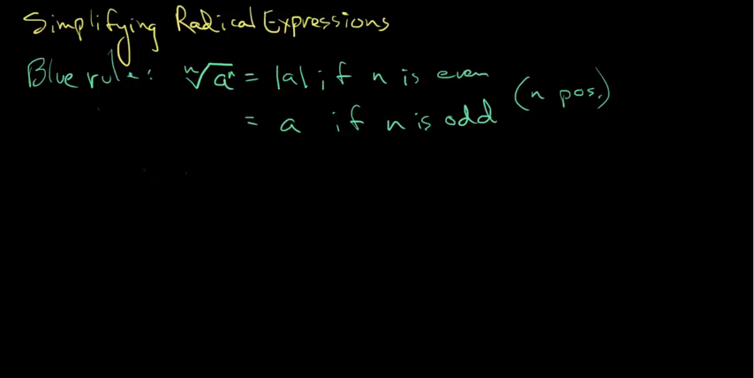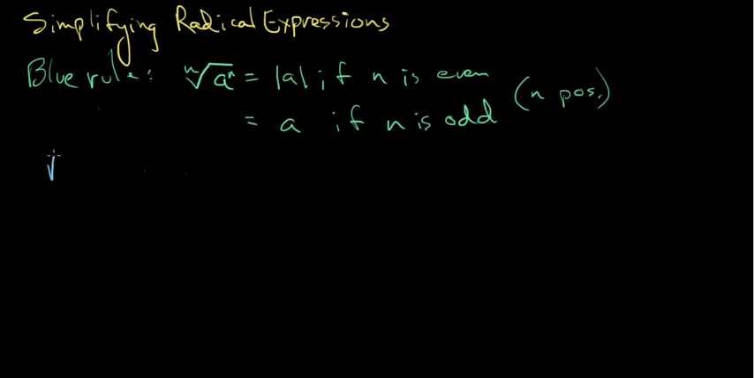Okay, we're going to add, subtract, multiply, divide, and simplify radical expressions. We're starting off with a blue rule in green here. The nth root of a to the n power equals the absolute value of a if n is even, and it equals a if n is odd. n has to be a positive integer. So what does all that mean?